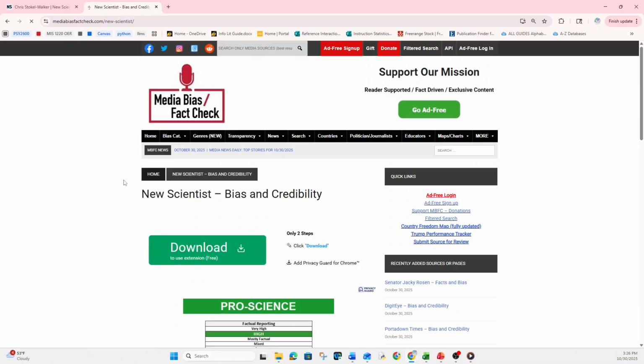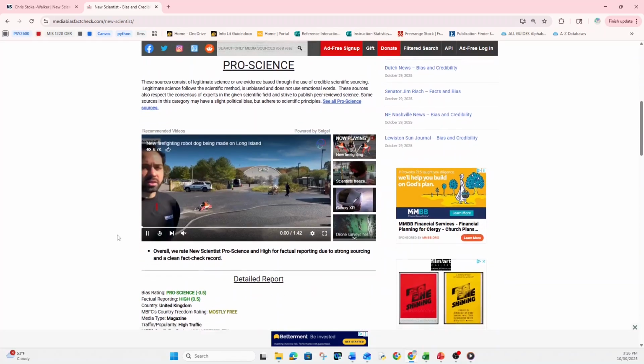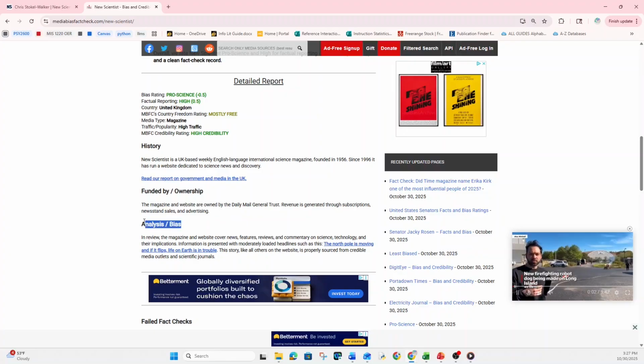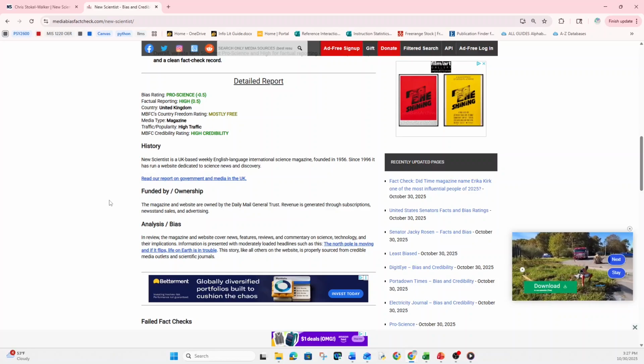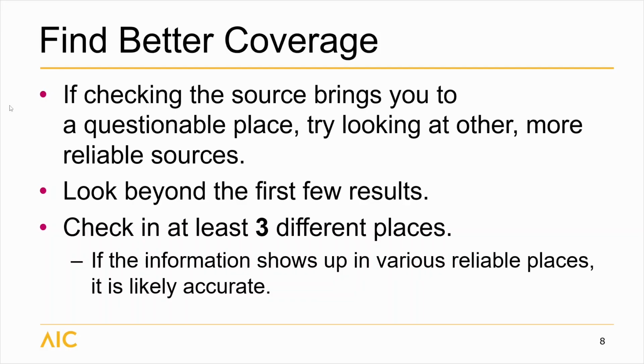When we look at their report, we can see that the New Scientist has a pretty good record for factual reporting, and that they tend to be pro-science. We can also see that they're funded by the company that runs the Daily Mail, though. And we could consider that sort of a yellow flag, since the Daily Mail is known for a certain amount of sensationalism. We can also see under the analysis bias section that they have a record of using loaded headlines that might alarm the reader. This aligns a bit with what we've been seeing so far. Nothing about the article itself seems all that loaded, but the headline was pretty alarming and probably written to drive social media engagement.